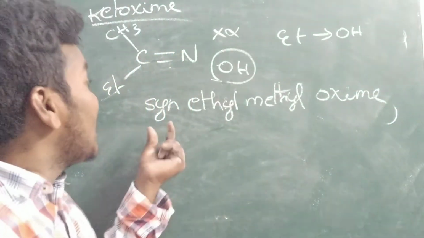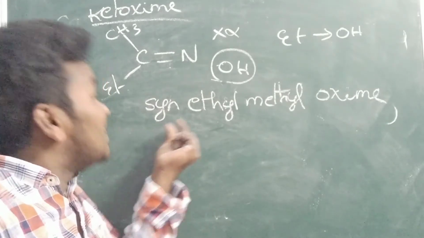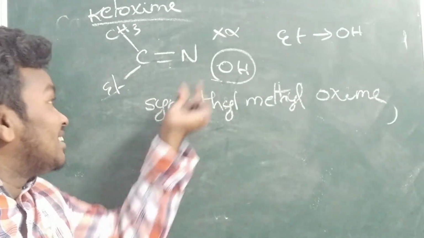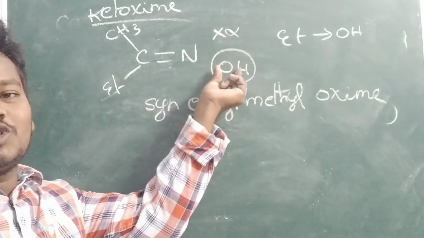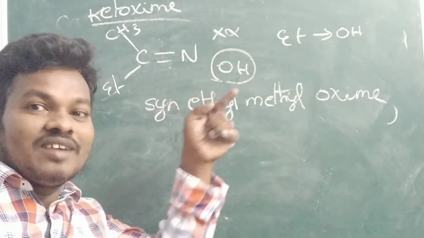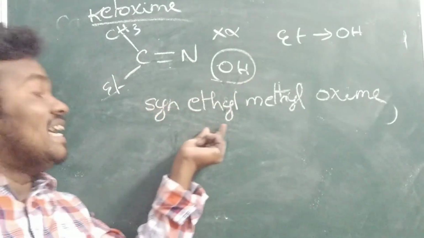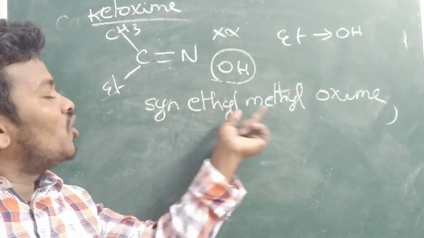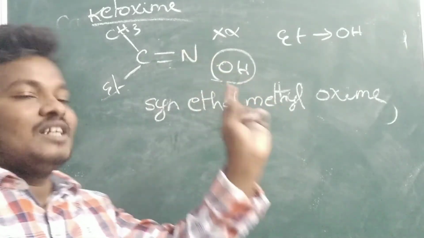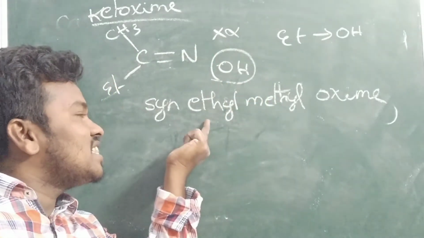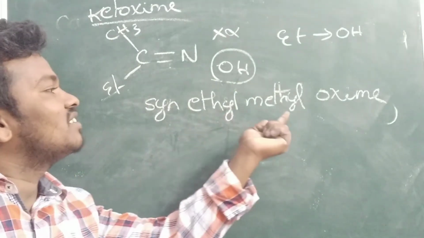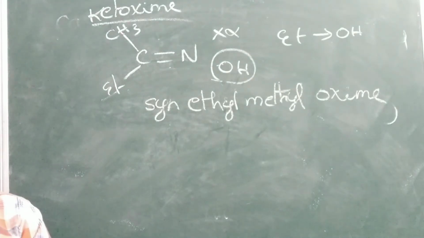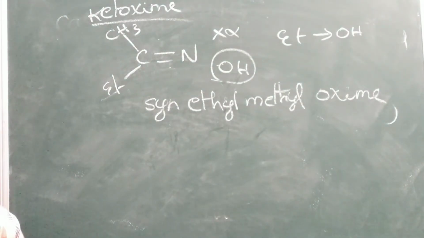So now we are saying syn, same side, ethyl is presented with respect to the OH. Syn is nothing but same side with respect to the OH: ethyl is present, and methyl on the other. No need to mention anti, opposite side, no need to mention. Already mentioned ethyl. That means ethyl is presented on the same side, so methyl is presented on the opposite side. So that is called as syn ethyl methyl ketoxime.